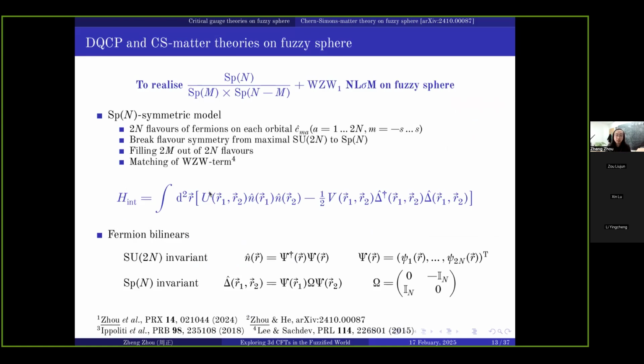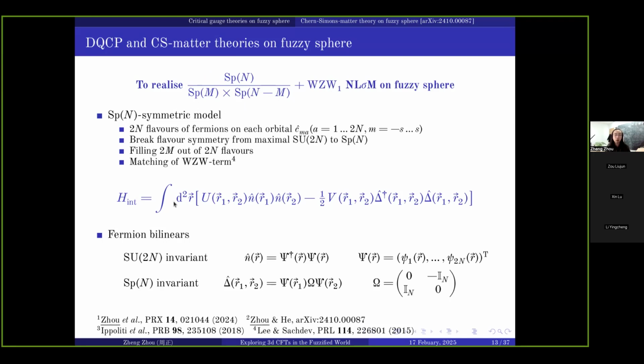So we put 2n flavors on each orbital, and we break the flavor symmetry from the maximal SU2n to an Spn symmetry, and we fill 2m out of 2n flavors. In this way, the Spm and Spn minus m that get modded out describe the symmetry of the filled and empty flavors. The matching of the Wess-Zumino-Witten term is proven in the Sp2 or SO5 case, and we expect the Spn case to be a natural generalization.